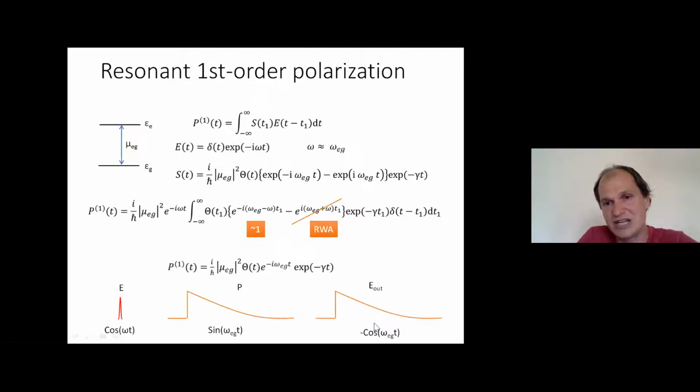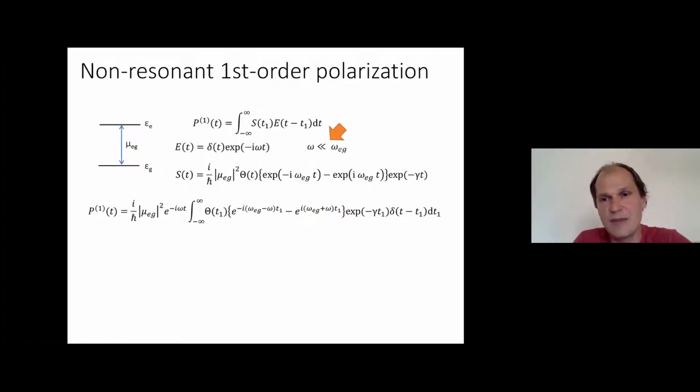So we see that the emitted field and the incoming field are basically both cosine, but there is a minus sign, so they can destructively interfere. And if you detect both of them, we basically see the decrease of the electric field behind the sample, which would be the sample absorption.